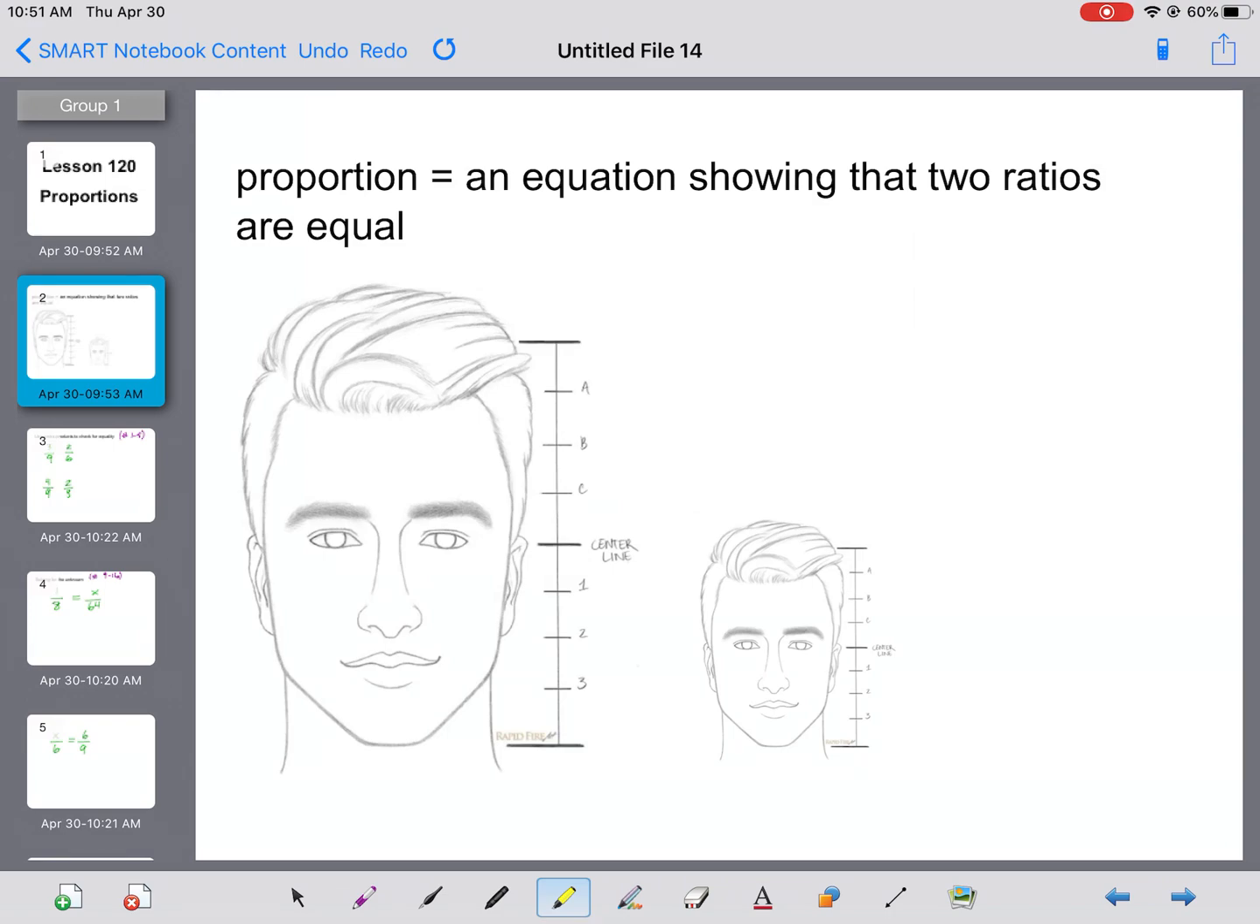Lesson 120, Proportions. Continuing our study of ratios today, we are going to look at proportions. And a proportion is just an equation showing that two ratios are equal.